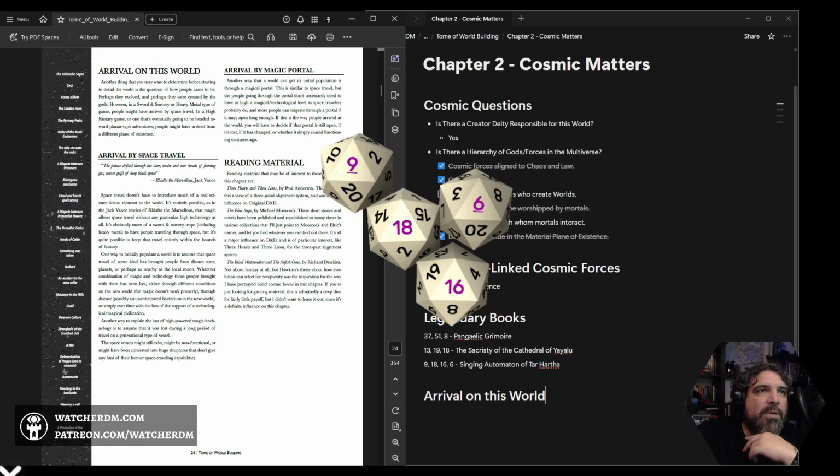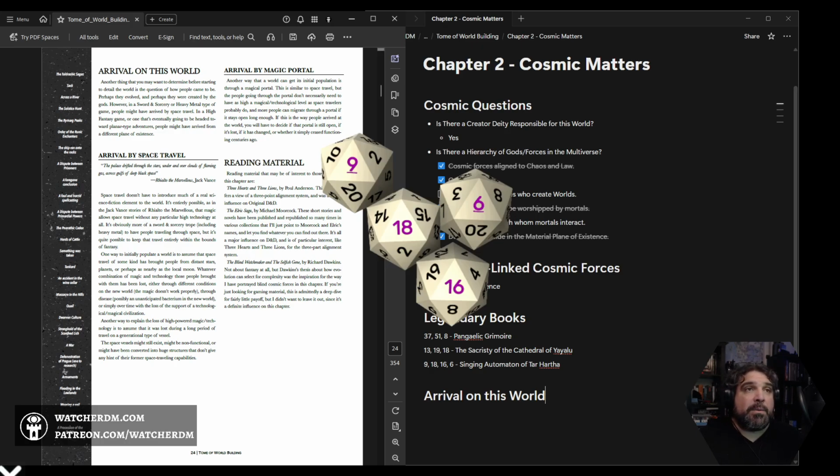So, space travel doesn't have to introduce much of a real science fiction element to the world. It's entirely possible, as in the Jack Vance stories of Rialto the Marvelous, that magic allows space travel without any particular high technology at all. It's obviously more of a sword and sorcery trope, including heavy metal, to have people traveling through space, but it's quite possible to keep that travel entirely within the bounds of fantasy.